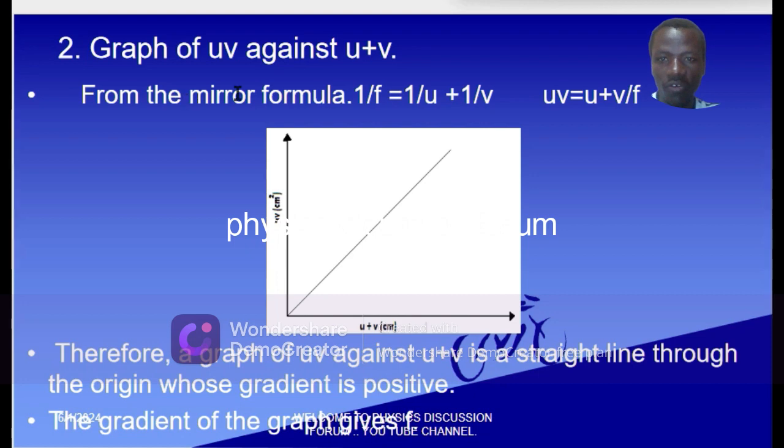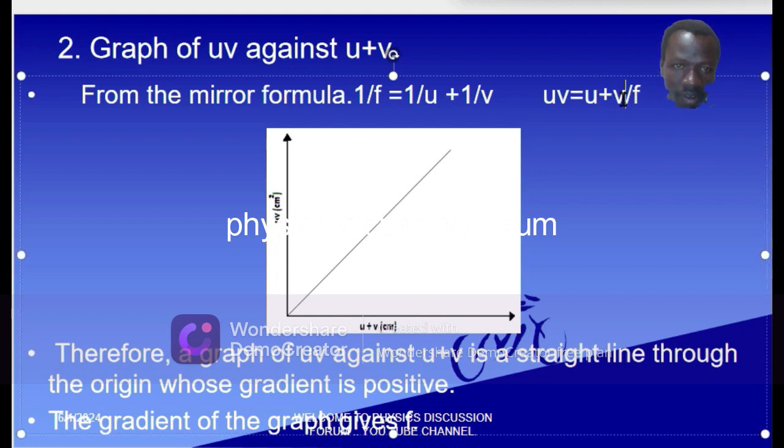Then the second graph, we have a graph of uv against u plus v. So from the mirror formula, we can work that one out. 1 over f equals 1 over u plus 1 over v. Then working with the LCM and making uv the subject of the formula, we say uv equals u plus v, everything divided by f. Yes, everything here we divide by f. So that graph is a straight line from the origin, shown here. Its gradient is positive. Therefore, its gradient is what we call the focal length.